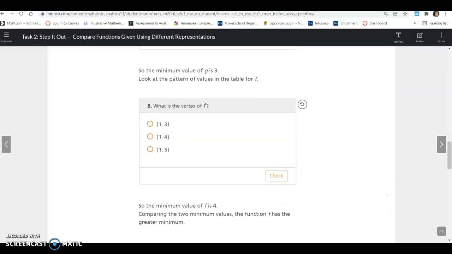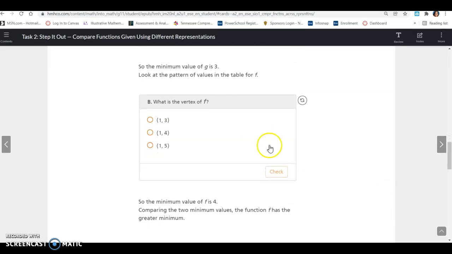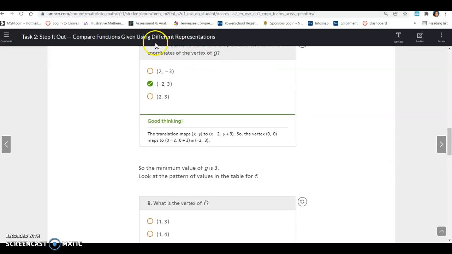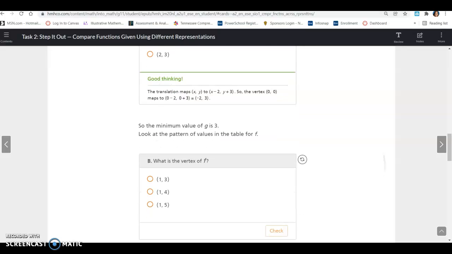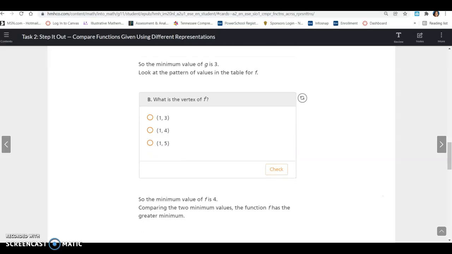All right, so the minimum value of g is 3. And that comes from the y value of your vertex. You've got a V-shaped graph, and your x is your horizontal, your y is your vertical. So your y would be your lowest point on the graph at your vertex. So the minimum value of g is 3, okay? And that comes straight from the y value of the vertex.